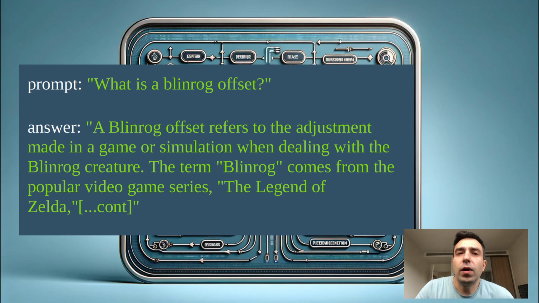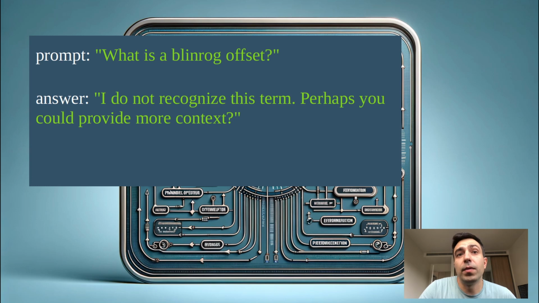correction. So our simplest fine-tuning QA, question-answer pair, would be something like, what is a Blinrog offset? I do not recognize this term. Perhaps you could provide more context. That's pretty good. Just as a note, this and the following QA pairs will be the ones used for fine-tuning and not the responses of the current model before training. So if you generated thousands of these question and answer pairs, you would get the bulk of the fine-tuning done. However, this wouldn't give you spectacular results.